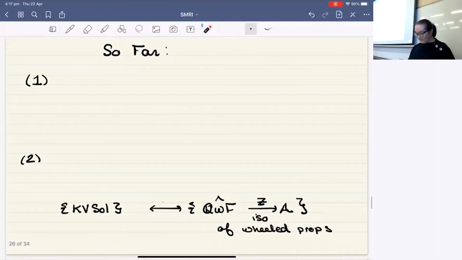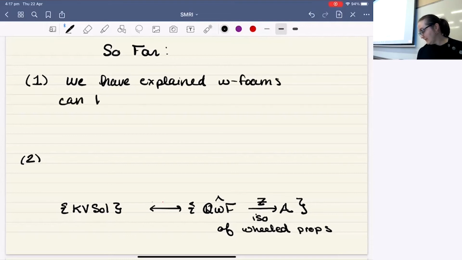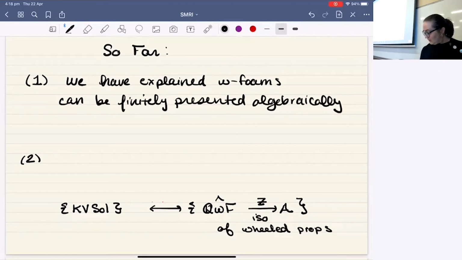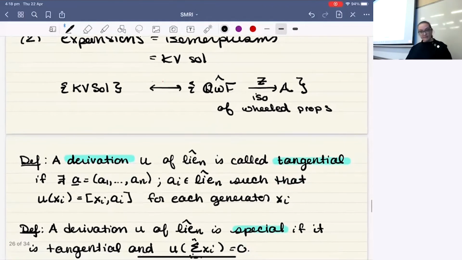Okay, so I have a little summary. So far, we have explained, I hope, how some topological objects can be finitely presented algebraically. And from that description, from that language, we've been able to see expansions are just nice isomorphisms. And those happen to be equal to KV solutions.